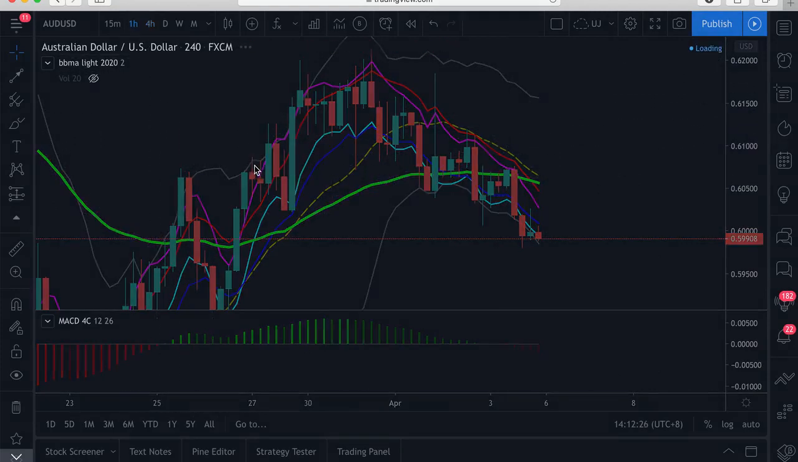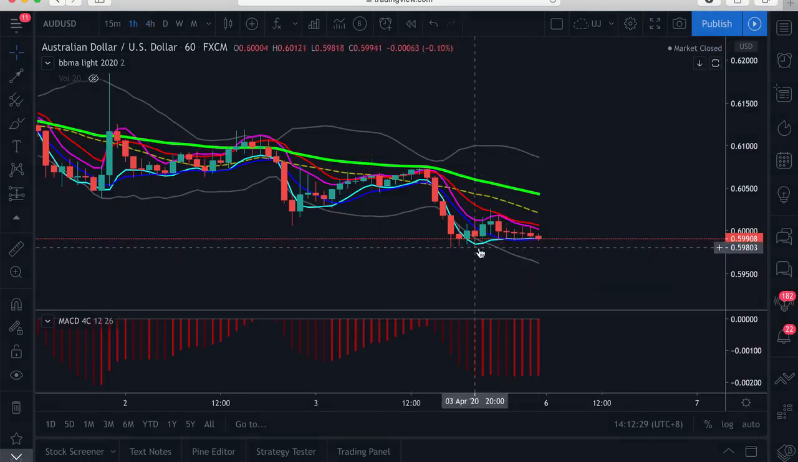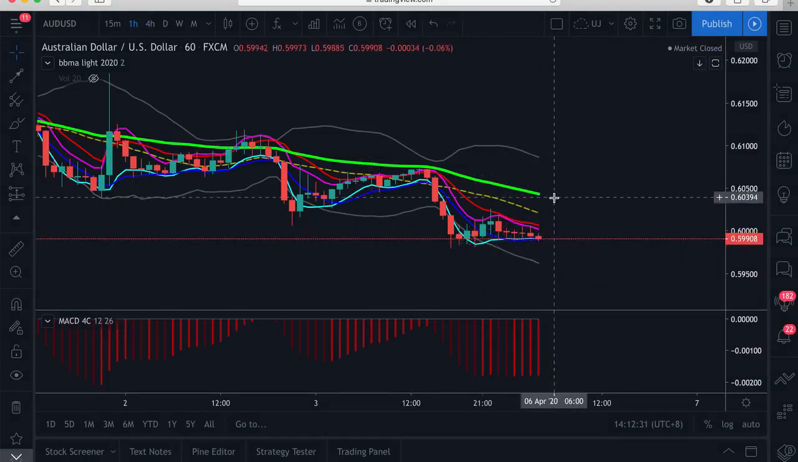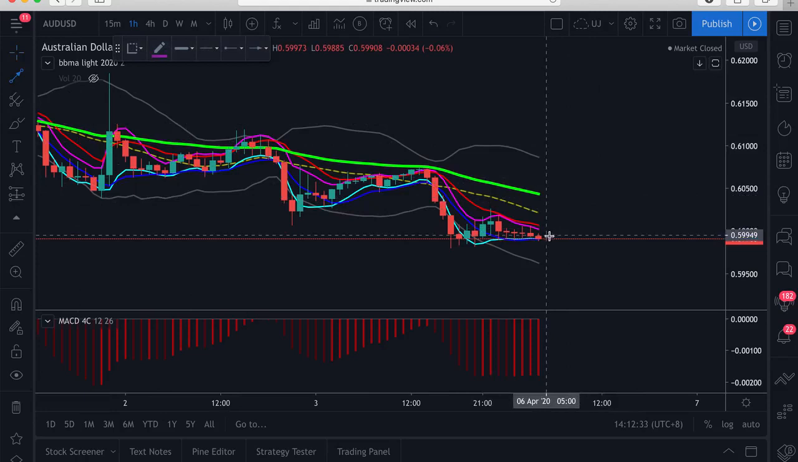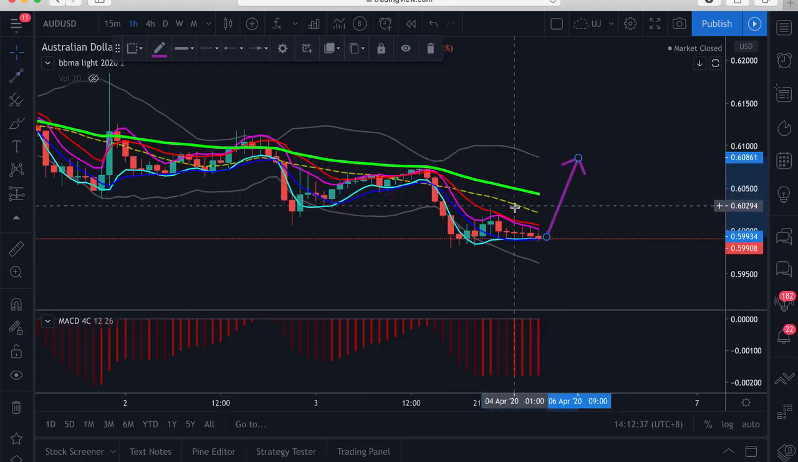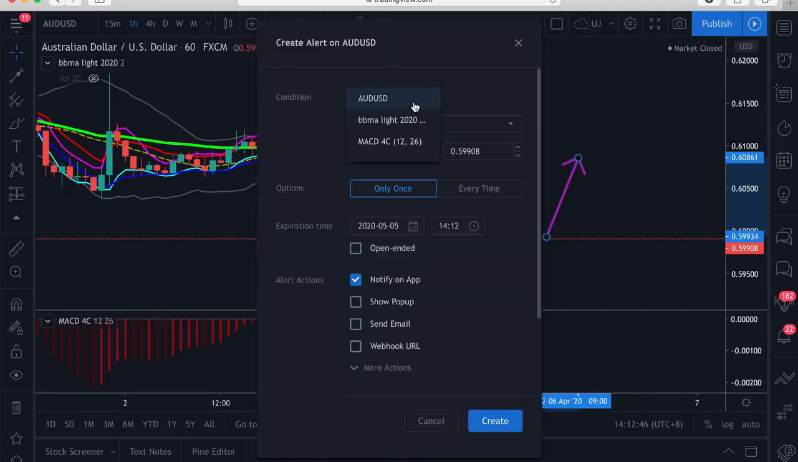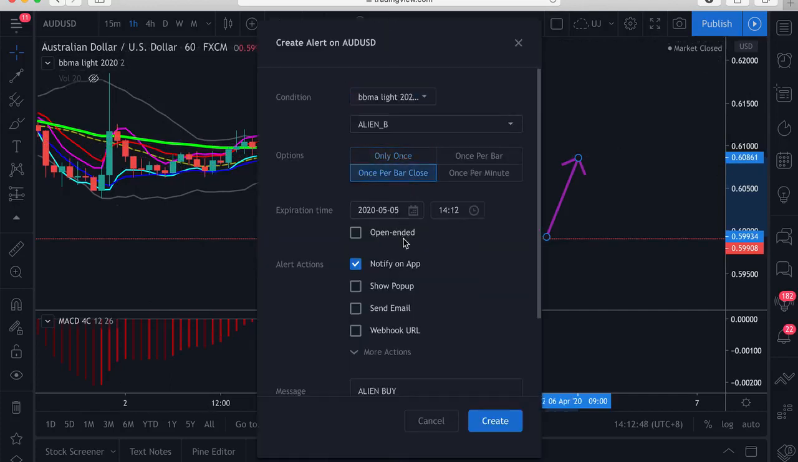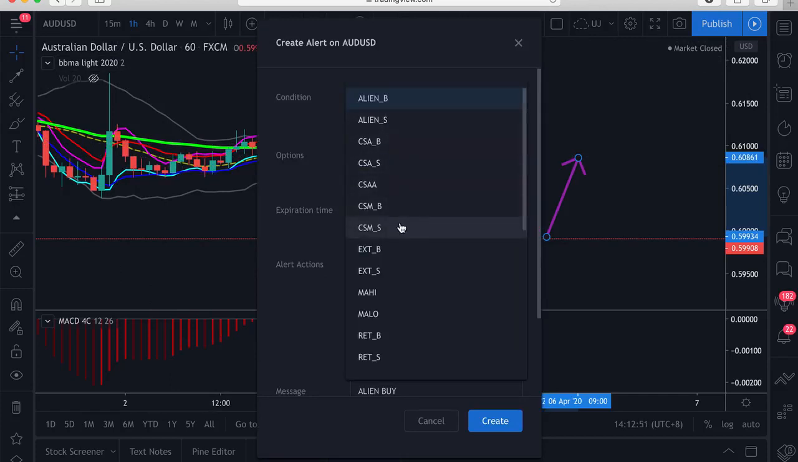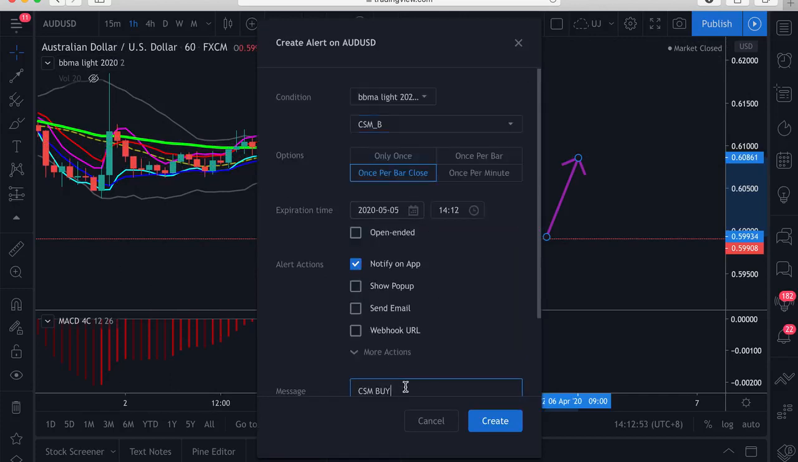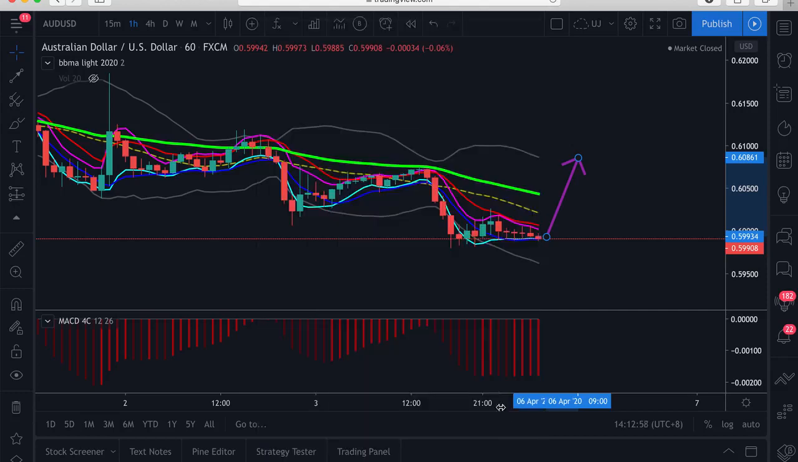And on H1 you can see a clear MHV buy. So again, this setup is also not ready. You want to see this close above this top BB and also above this EMA 50 to confirm this upward movement. So for AUD USD, we also have to set an alert to wait for CSM buy and make sure it closes above EMA 50.